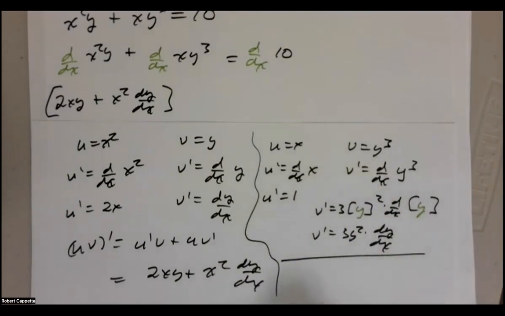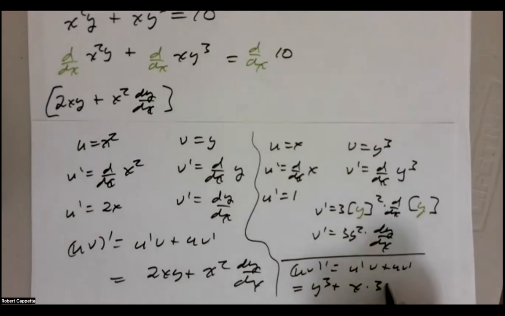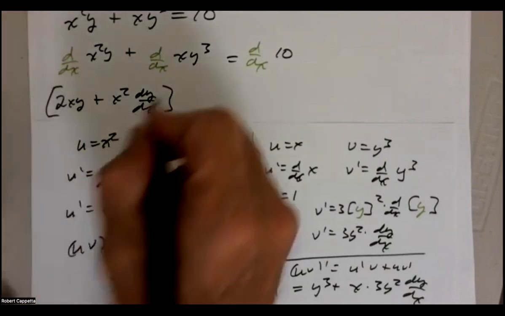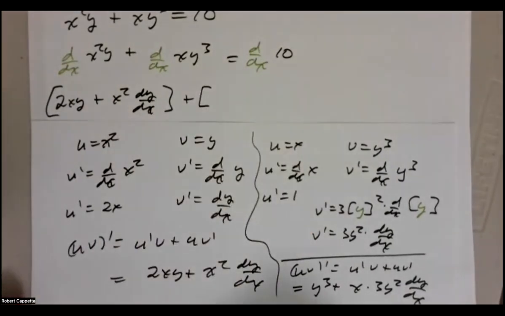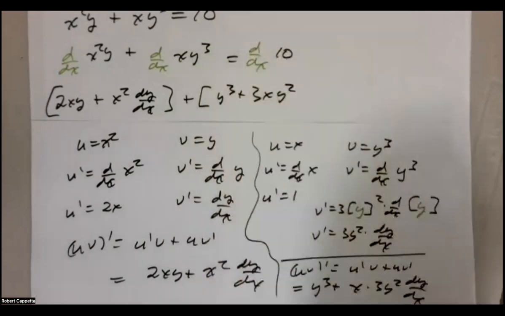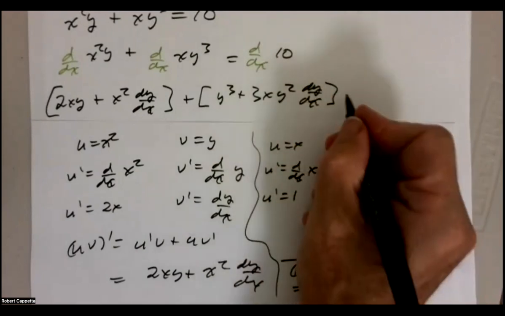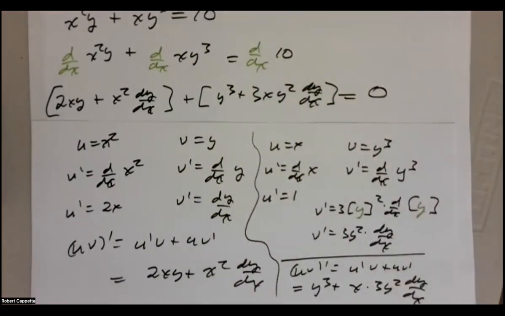So what's my result here? (uv)' is u prime v plus u v prime. u prime v is y cubed, plus u v prime, x times 3y squared dy/dx. Let's write all that down. Plus y cubed, plus, I'm going to write that as 3xy squared dy/dx. The derivative with respect to x of 10 is 0 because that is a constant.